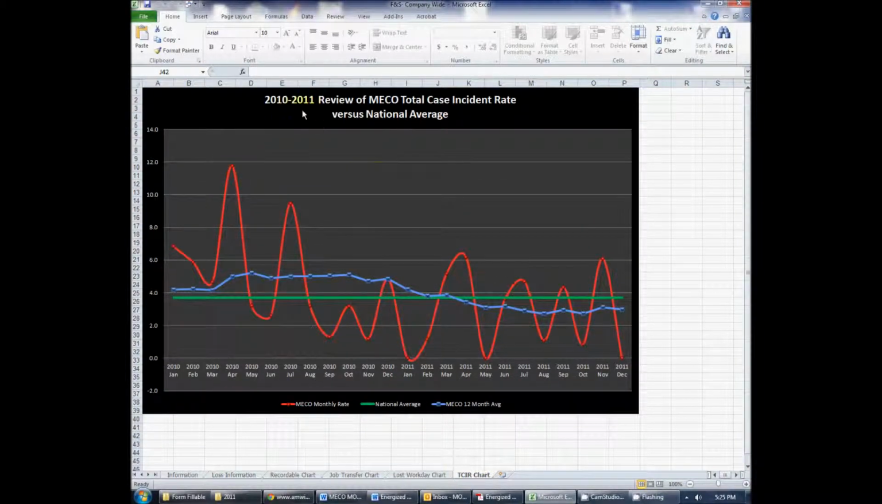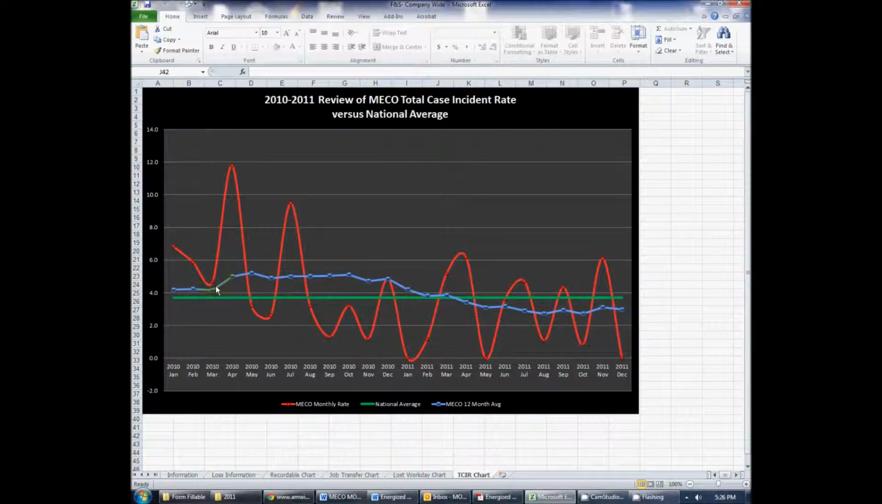The TCIR chart, this is the total case incident rate. This takes into account our recordable, our restricted, and our lost time cases. You compile those, and then you get a national average of 3.7. This is the 2010 national average. The 2011 hasn't been released yet. It'll be released next year. But what I'm doing is taking the 2010 number and moving it all the way across. If anything, I believe that the national average will decrease once again next year. But you can see some of our numbers and how we're performing, slowly but surely getting even better.